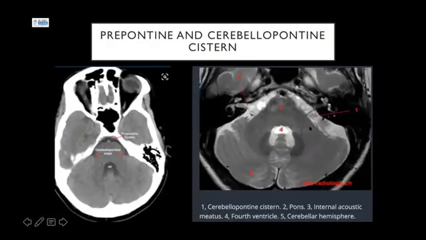So we'll now move on to look at the prepontine and the cerebellopontine cistern. The prepontine cistern lies anterior and around the pons. And we can visualize the basilar artery running through this cistern. So this is the prepontine region here. The cerebellopontine cistern is located between the anterior cerebellum, which is here, and the lateral pons. So this is the cerebellopontine cistern, also known as the cerebellar pontine angle.